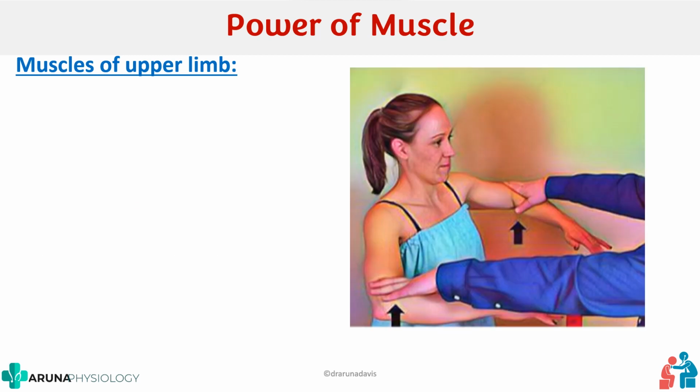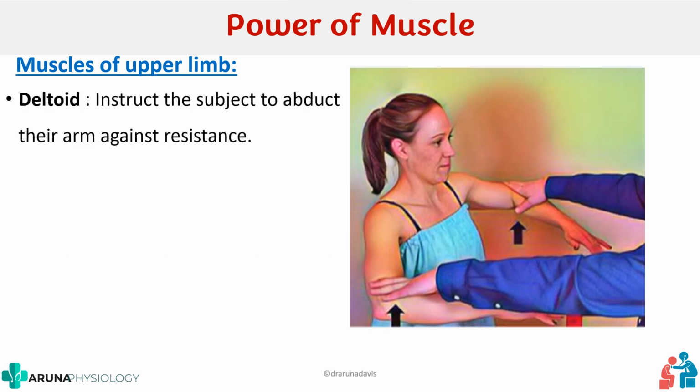Okay. The next muscle obviously is the deltoid muscle. To test the deltoid muscle, we said that the rest 60 degrees of abduction of the arm is by the deltoid muscle.